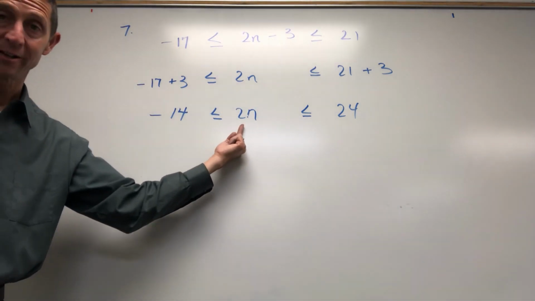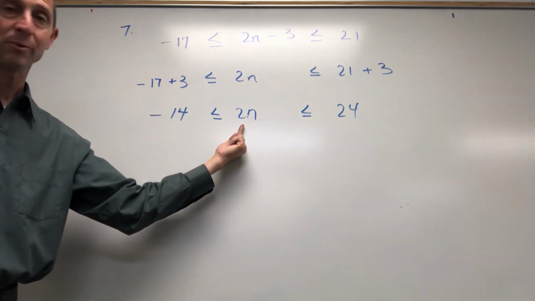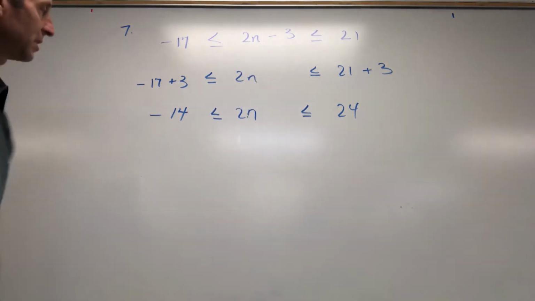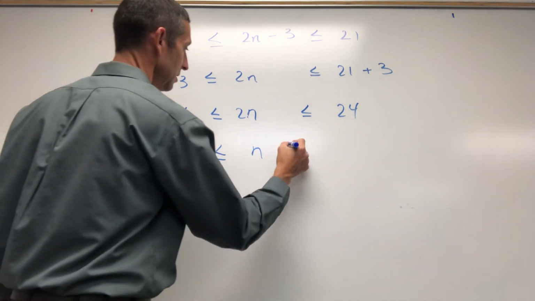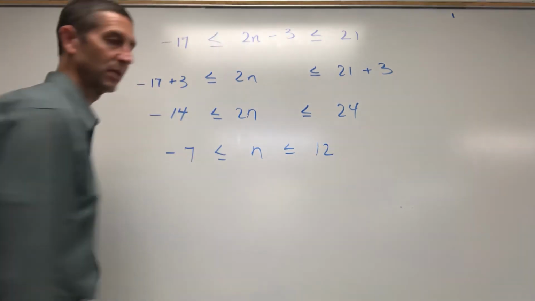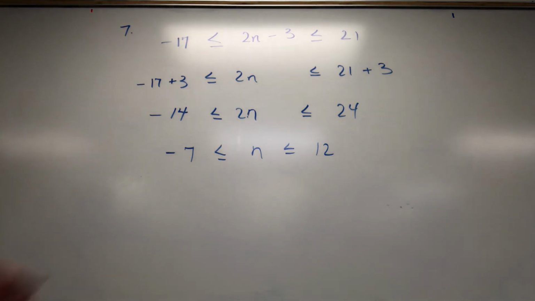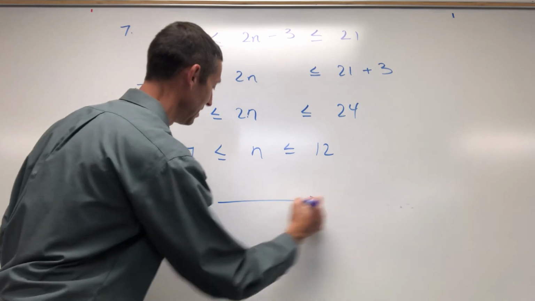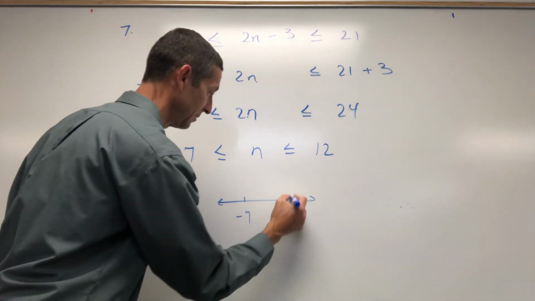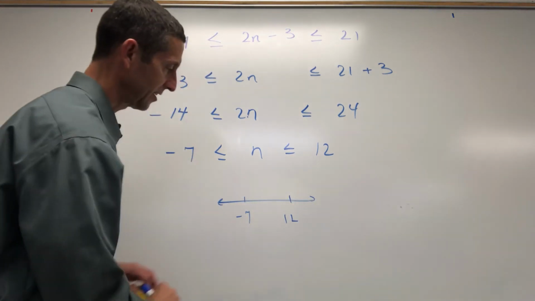We're close. There's still a 2 right in our way. So we just come back and divide by 2 all the way across. Negative 7 less than or equal to n, less than or equal to 12. There's my inequality. Here is my line graph. Boom. Negative 7. Boom. 12. Kind of looks like an L.